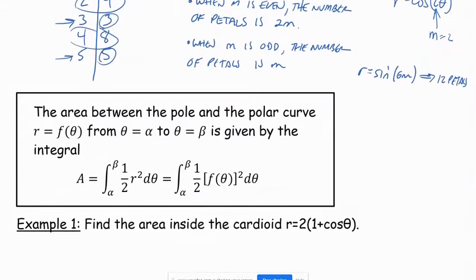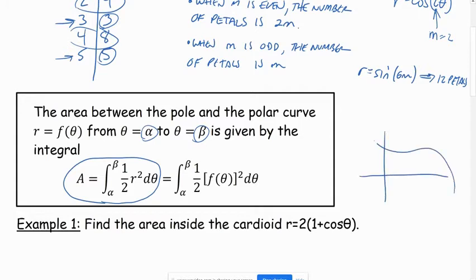Okay, so the new material for this lesson: when we're finding the area between the pole and any polar curve, r equals f of theta, from a starting angle alpha to an ending angle beta, then this integral will find the area for us. And so what we need to understand is that if we have a polar graph, let's say it looks like this, and we start at some starting angle, which is alpha radians, and it ends here at some angle beta.